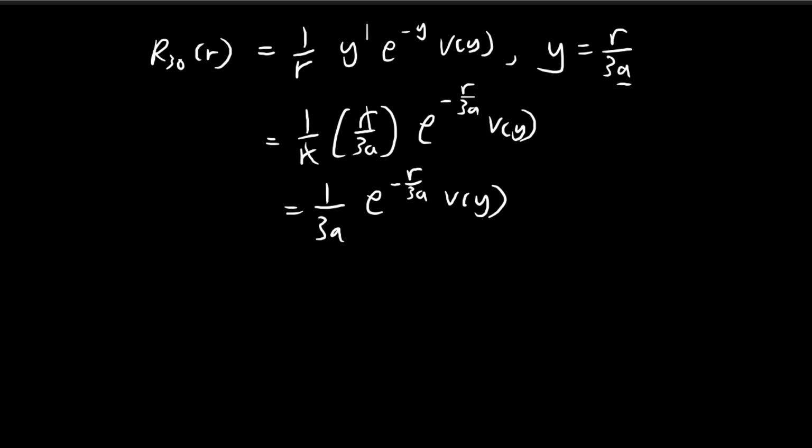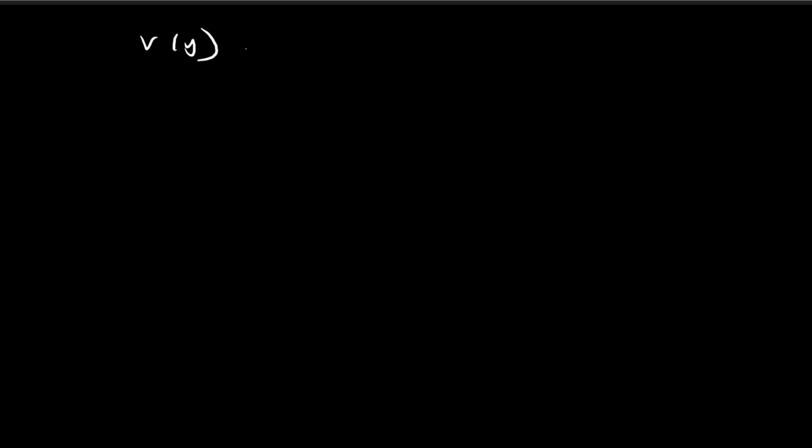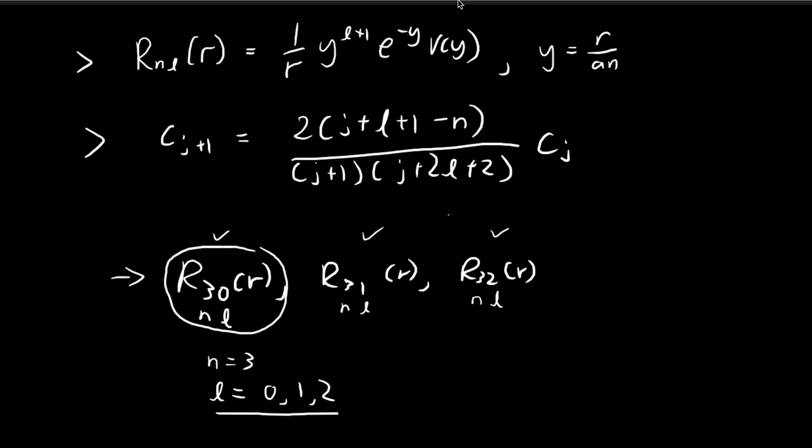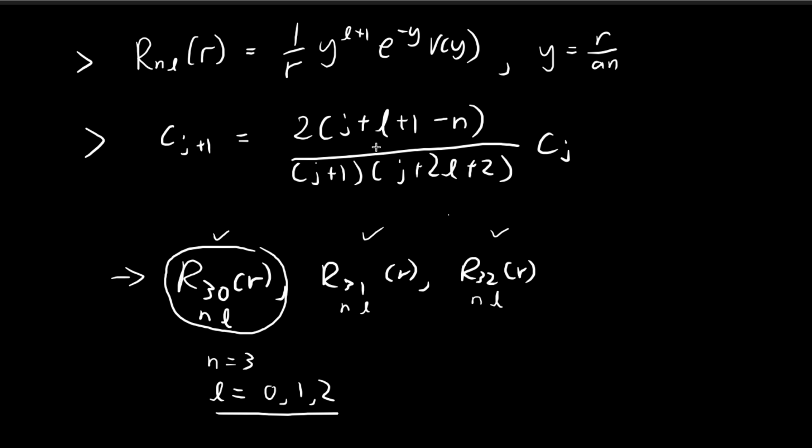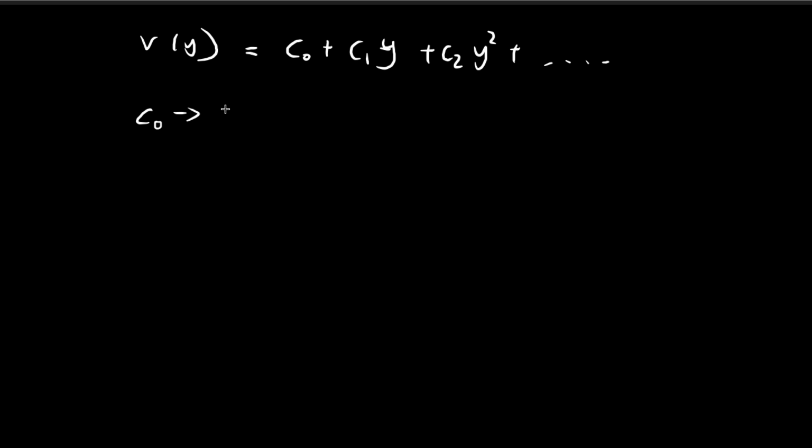Now we're going to shift our focus to v of y. We know that v of y is going to take on such a form. It's going to be a sum of a coefficient multiplied by a y term. And we know that the coefficients are going to be related to each other based on this recursion formula. So what we're going to do is take some arbitrary value, c0, and then use the recursion formula to obtain the next value. We're going to use c0 to obtain c1.